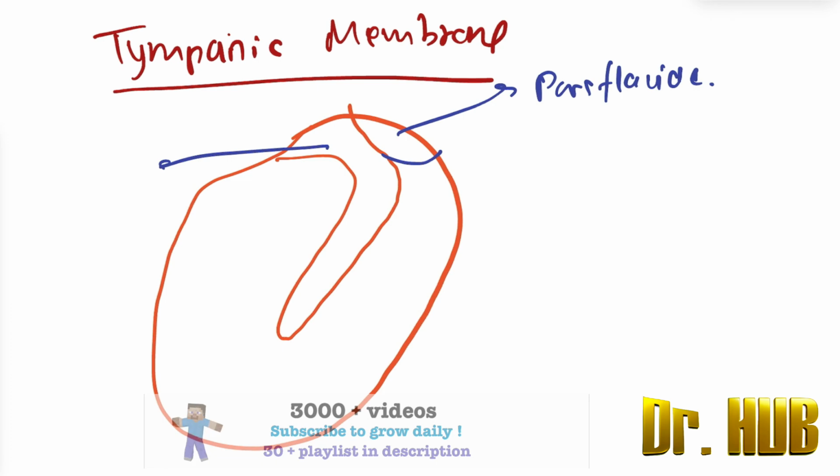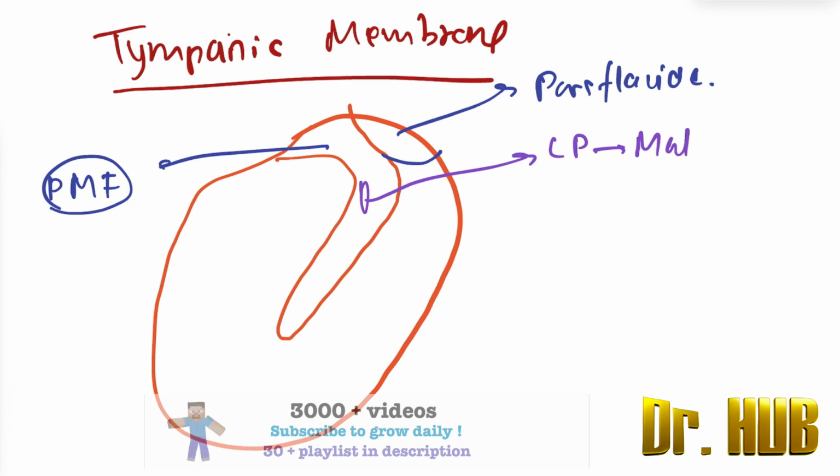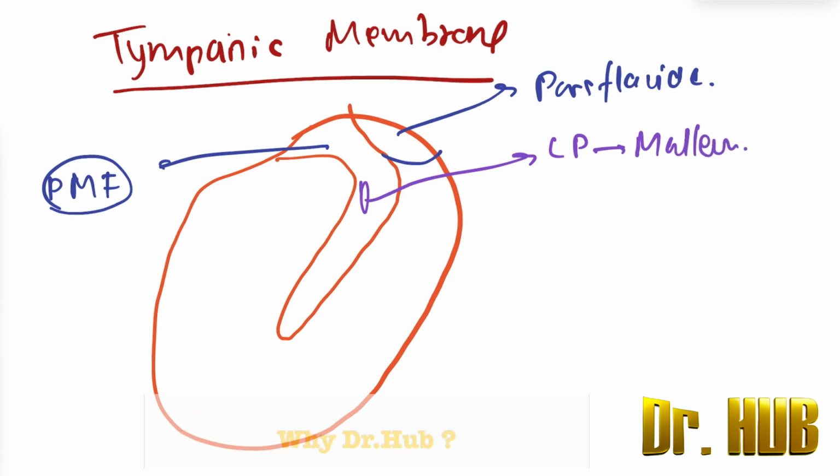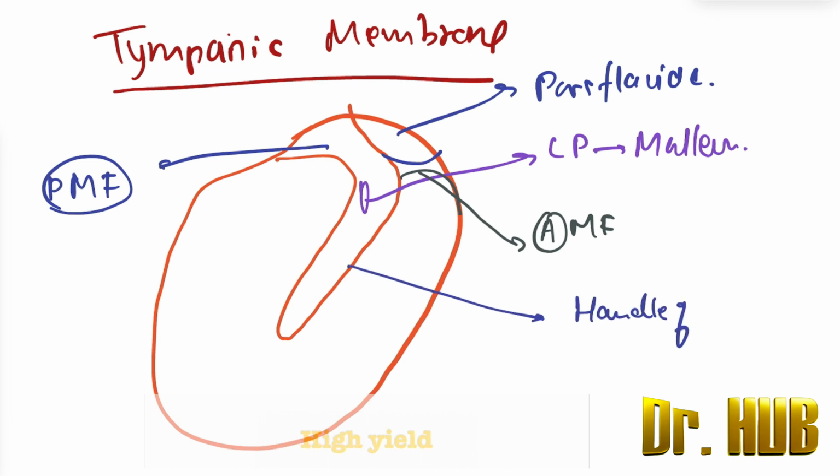Next is the posterior malleolar fold. Then comes the lateral process of the malleus. Then this is nothing but the anterior malleolar fold. So that was the posterior, and this is the anterior malleolar fold. Then comes the handle of the malleus. And this is nothing but the umbo. This is the umbo, and here comes a cone of light.